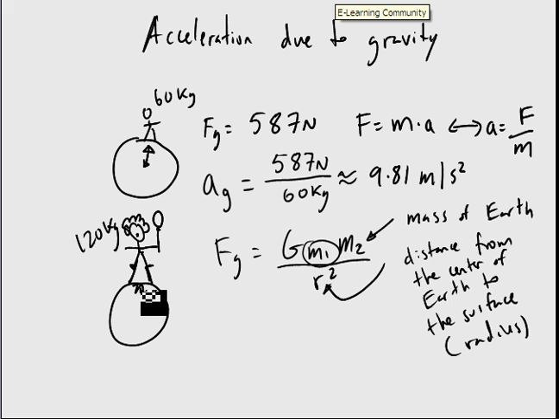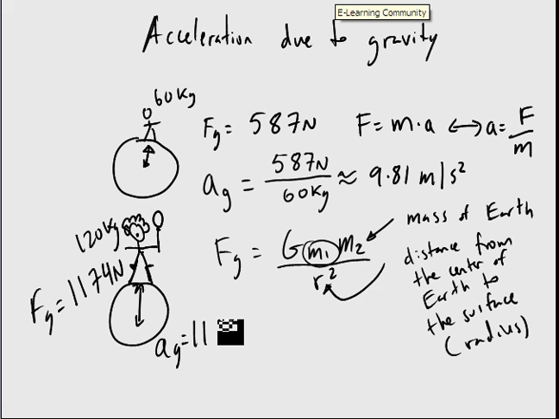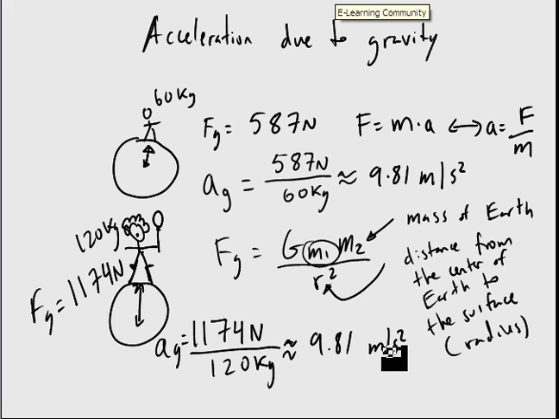But for this person, the force of gravity would be twice 587 newtons, so that's 1,174 newtons. So much larger force. But if you want to find out the acceleration due to gravity, they'll actually come out to the same. So we're finding the acceleration due to gravity, which is the force over the mass. So 1,174 newtons divided by 120 kilograms comes out with the exact same number, something that's just about 9.81 meters per second squared.